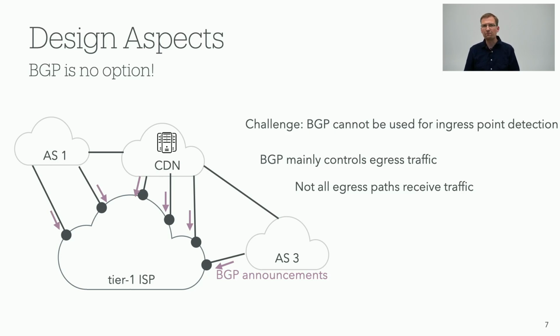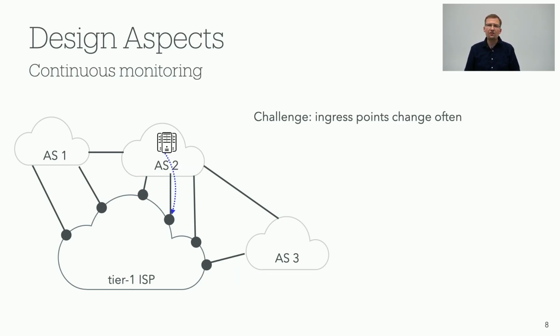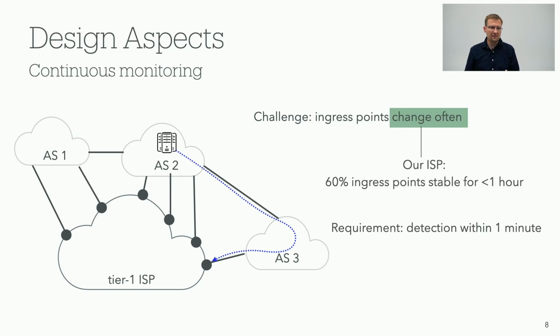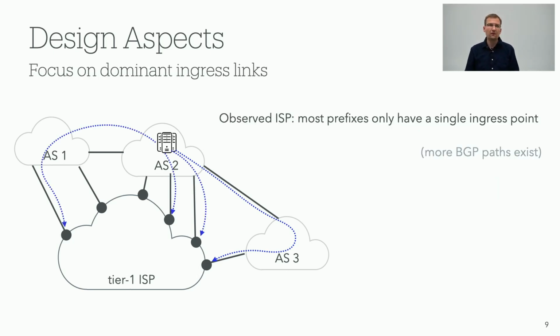A second challenge is that we observed in the paper that ingress points actually change often. In our case, 60% of the ingress points are only stable for less than an hour, and only 10% of them stay on the same link for more than 6 hours. So that makes it necessary to run the algorithm regularly, let's say every minute.